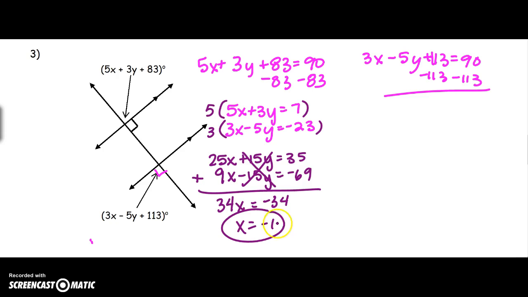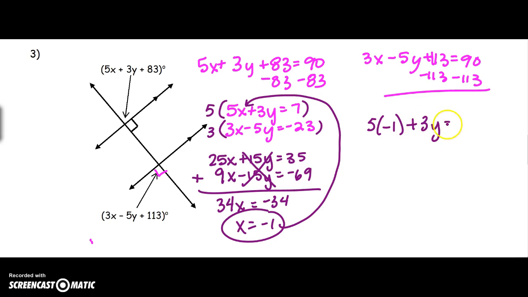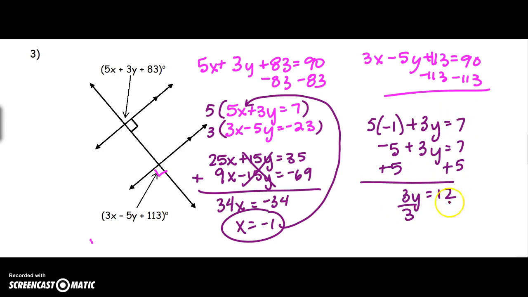And then you would take this and substitute it back into one of your equations and solve. So 5 times negative 1 is negative 5. So you would add 5, and you get 12. So 3y equals 12. When you divide by 3, y equals 4. So your answer would be negative 1, 4.